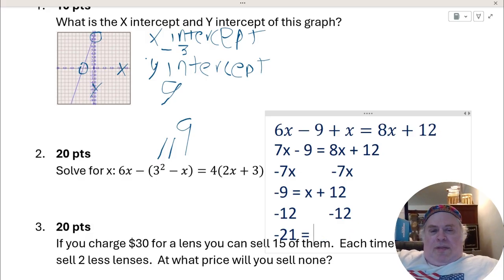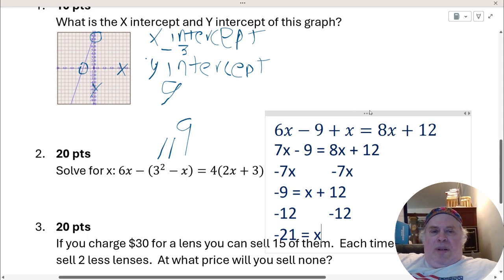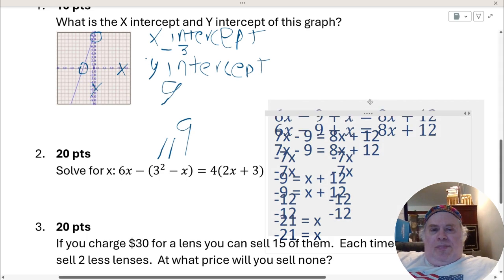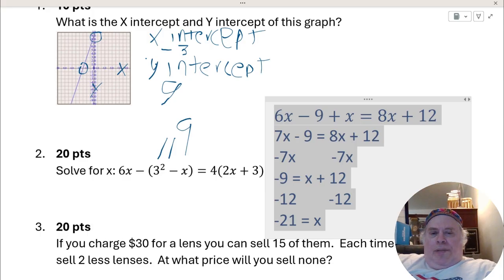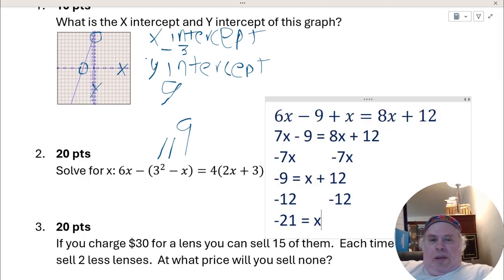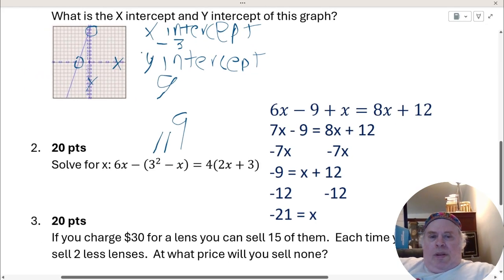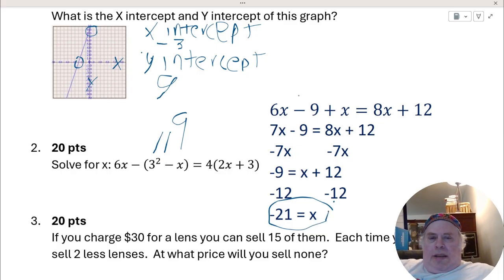Yes, -21 equals -21, but it also equals x in this problem. And that is the answer to this question. Solving for x, -21 equals x. And that is the end of the first two questions for the review for exam 2 for Math 109 M1, Algebra and Trig.